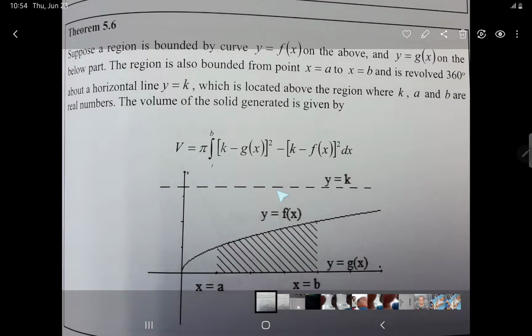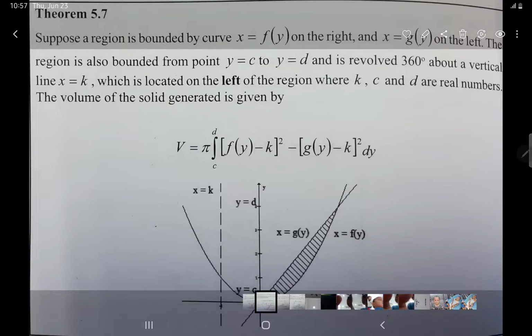Dekat sini, axis of revolution dia di belah bawah shaded region. Yang ni axis of revolution dia dekat atas shaded region. Kalau axis of revolution dia belah atas shaded region, kita gunakan formula yang ni: K minus G square minus K minus F square. G ni adalah lower boundary, F ni adalah upper boundary. So kiranya formula ni axis of revolution minus lower boundary square minus axis of revolution minus upper boundary square. So that's the difference between formula in theorem 5.5 and 5.6.